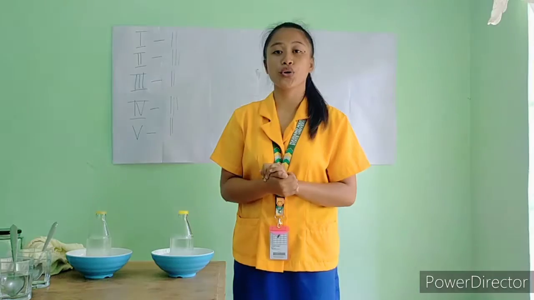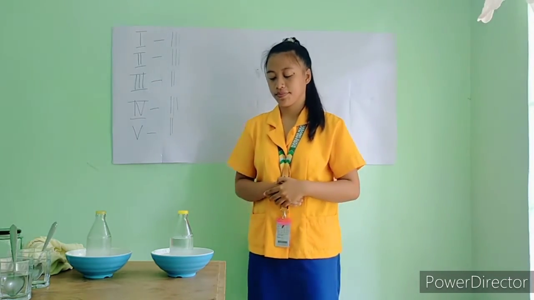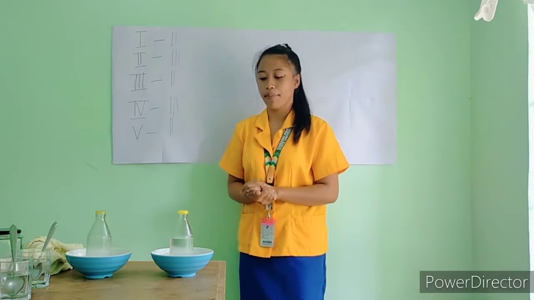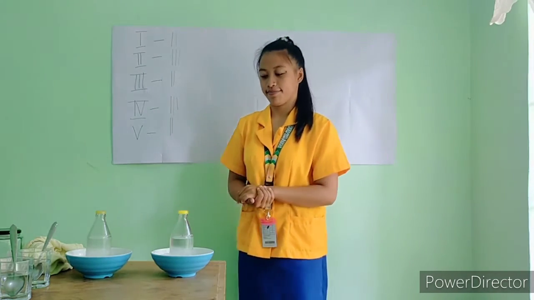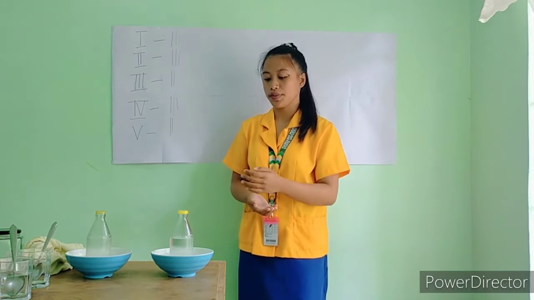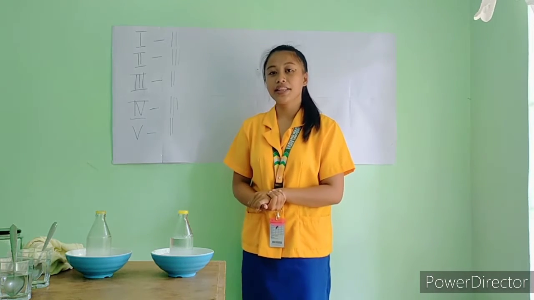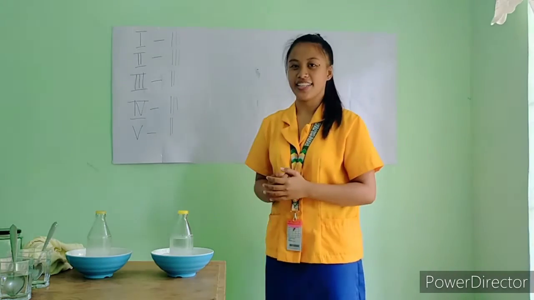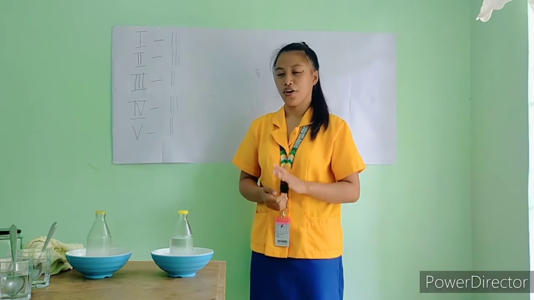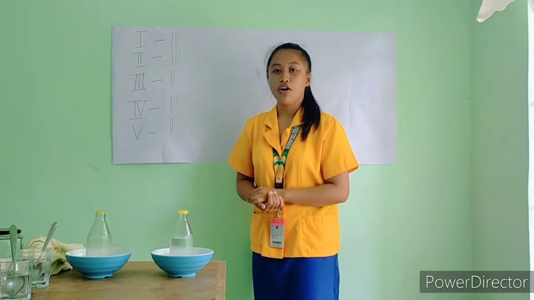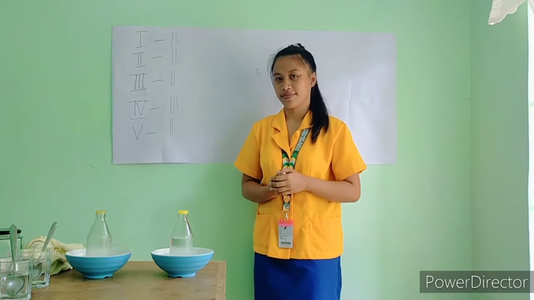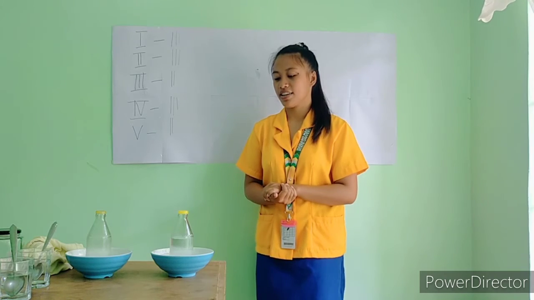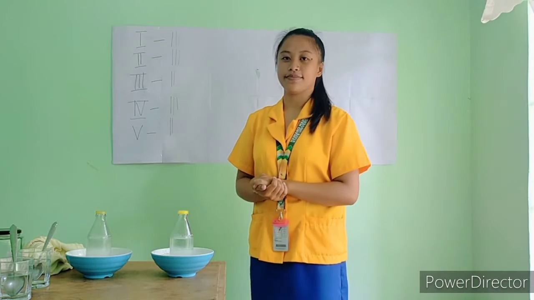Now, for the first two groups, come in front. Observe what happened to the temperature of the cold water inside the bowls. Okay, you may write down your observations. Identify again what method of heat transfer is present in the task. Okay, you may now go back to your seats. For the last two groups, come in front. Okay, are you done? Okay, you may go back to your seats.